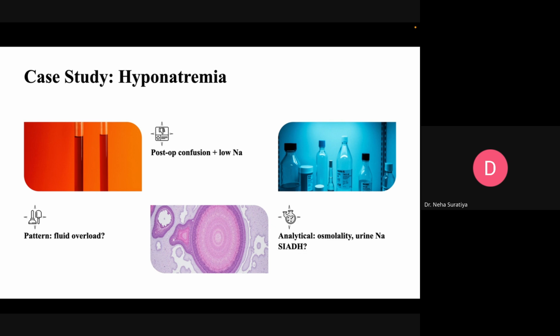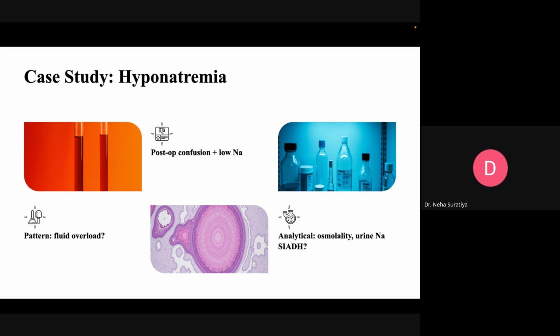But what will analytical say? You will check osmolarity, you will check urine sodium, you will also check SIADH, which is common after surgery, and check pain, nausea, opioids, and anesthesia, right? So this is nothing like fluid overload. Other reasons can be the reason behind hyponatremia. This is the particular case I will be stretching further in the upcoming modules. So don't worry, we will see this in detail: how to analyze, what to analyze, and how we can reach the conclusion. This is the very basic thing we need to understand in our upcoming modules.